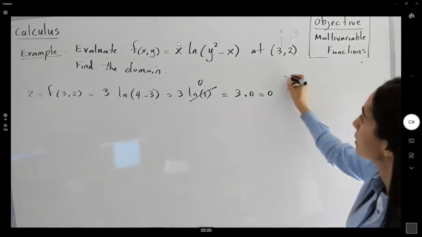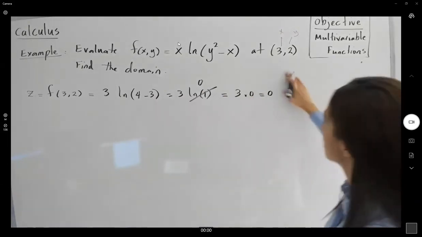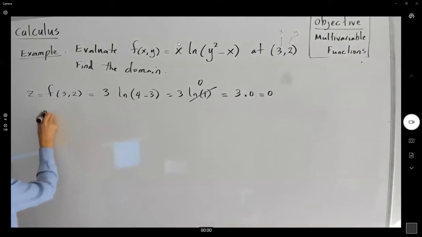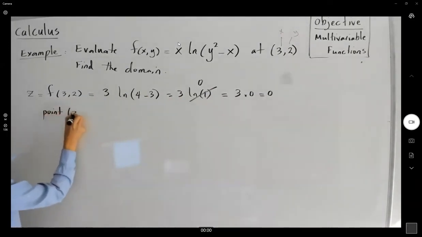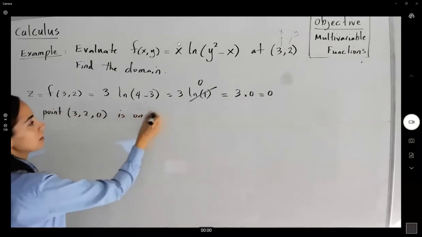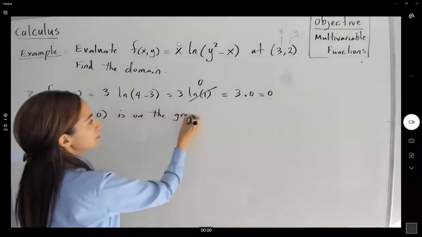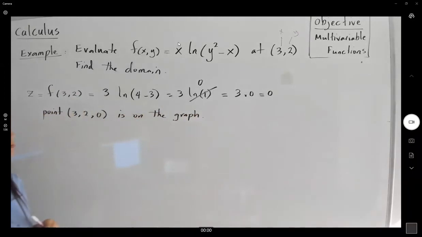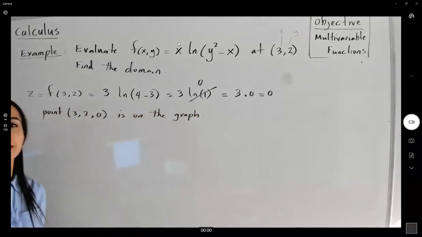What's the meaning of that? It means that the point with first coordinate 3, second coordinate 2, and third coordinate 0 is on the graph. Next, we're interested in finding the domain of this function.